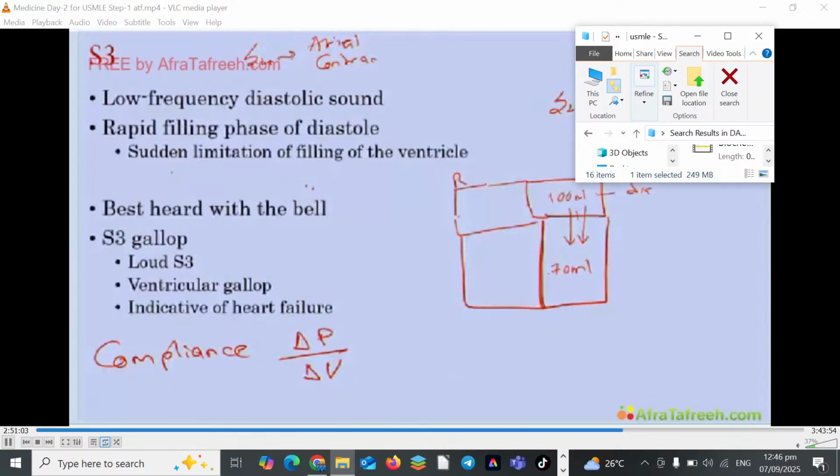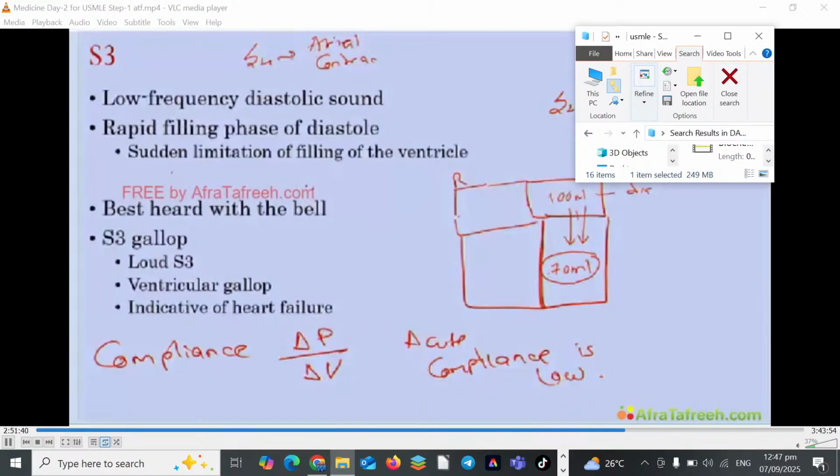In acute cardiac pathologies, the compliance of the heart is always low, because the heart is taut and firm. When the compliance of the heart is low, this 70 ml becomes a big thing for the heart.